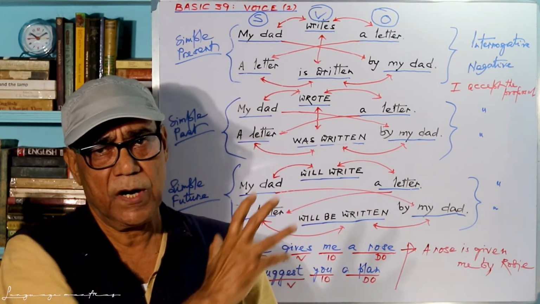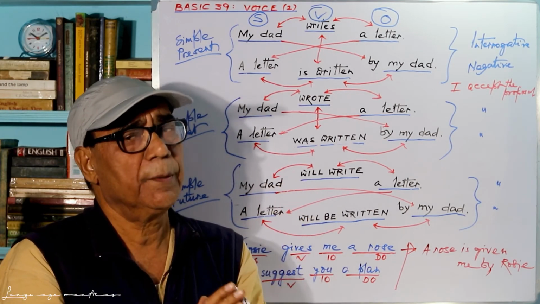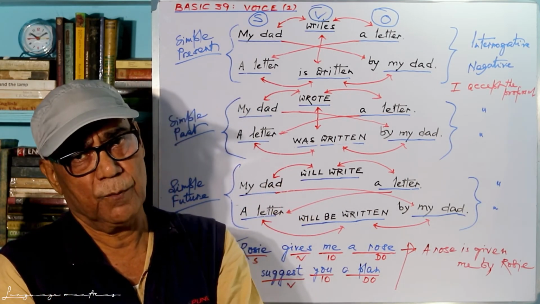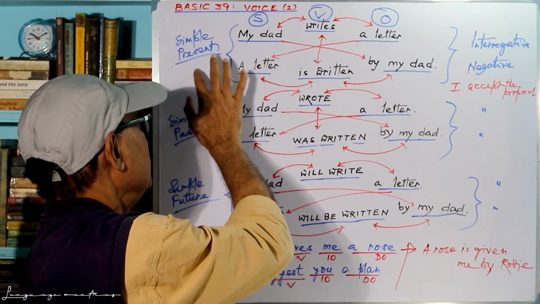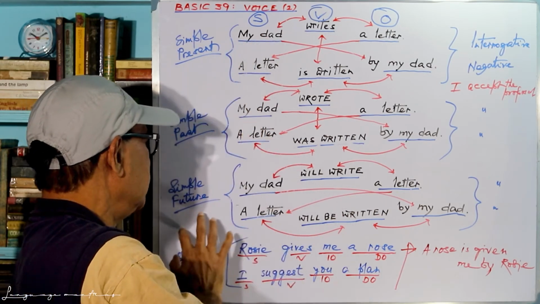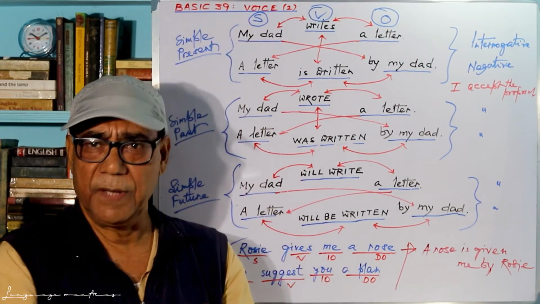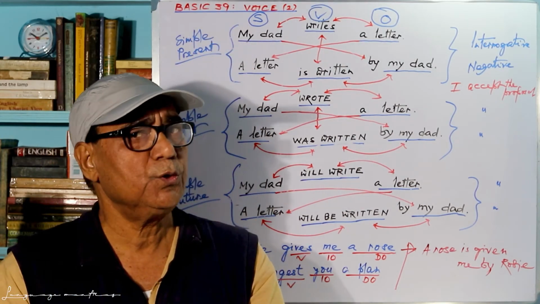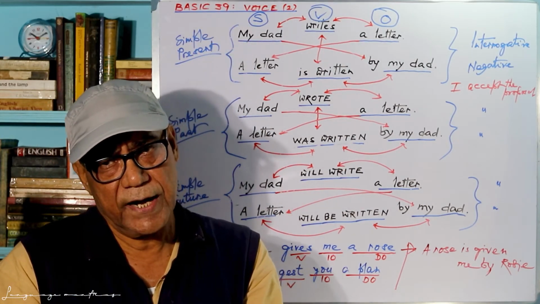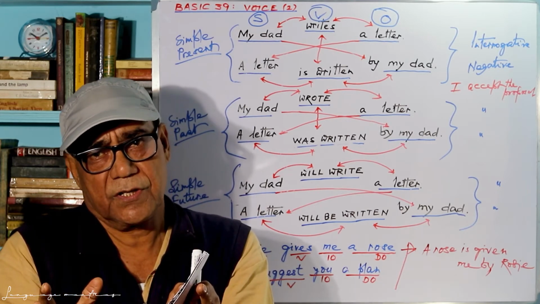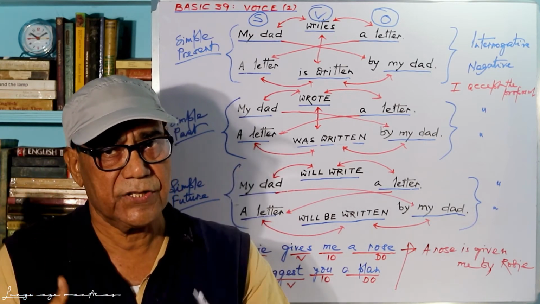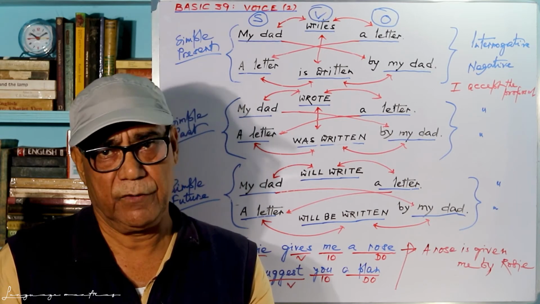So this is exactly what happens when we try to make a passive form of sentence in terms of simple present tense, simple past tense and simple future tense. Very simple thing. You just try to understand or just try to see the structure of the sentence and try to internalize that structure, and that will help you.